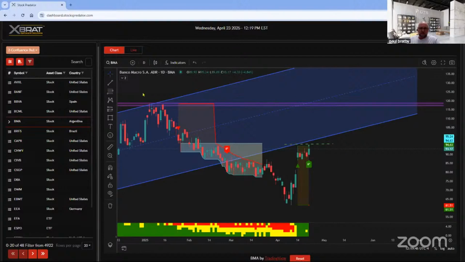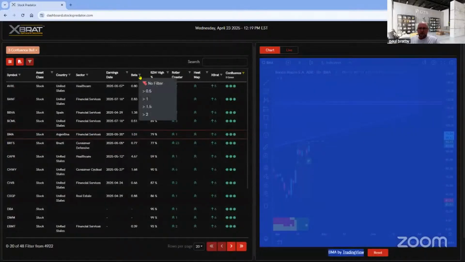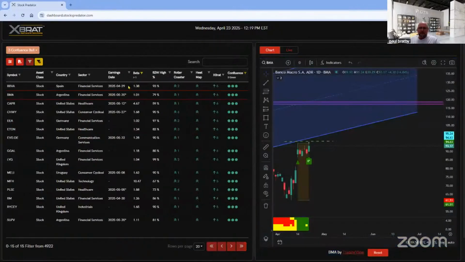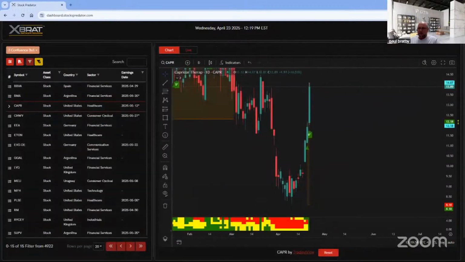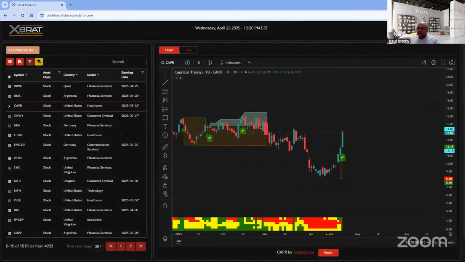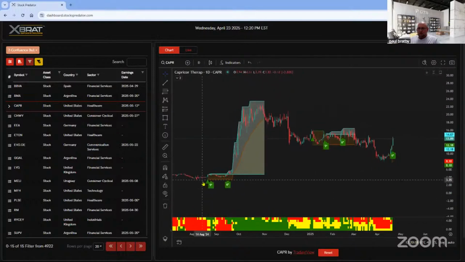Let's just go and filter by beta greater than 1. Okay. So these are ones, oh, CAPR 4.67. Wow. Okay. Let's have a look at this. Look at this. Okay. This was a trade in September last year where we got the roller coaster, got a 5-star buy, got a 6-star buy. We went all green, and that trade went from $4.71 to the highs of $22.84. These are the sort of highs we'll be looking for again.